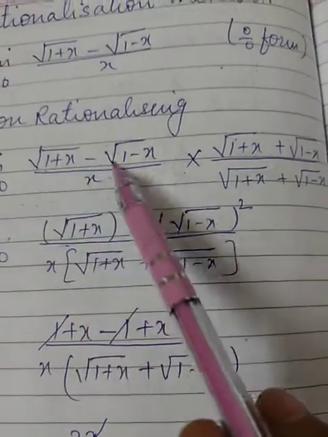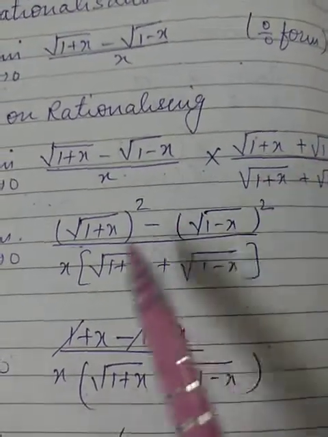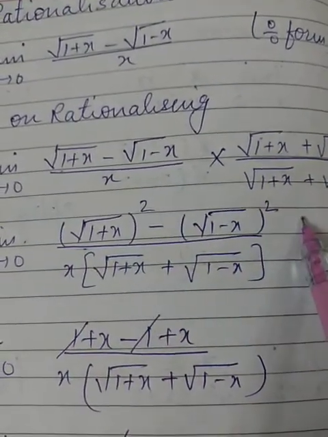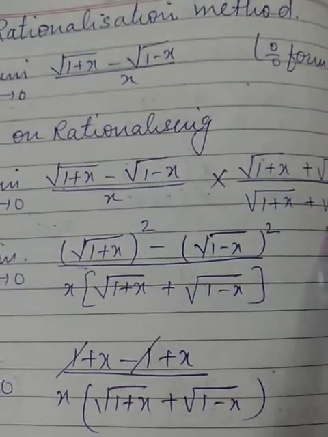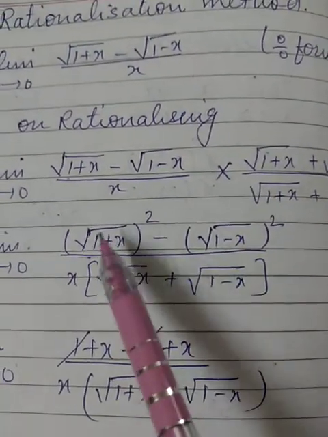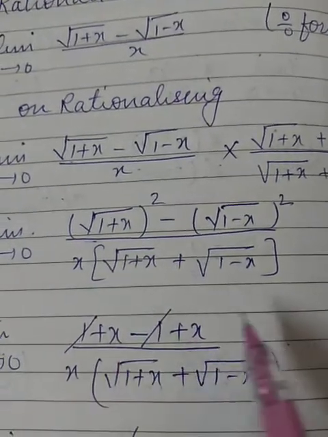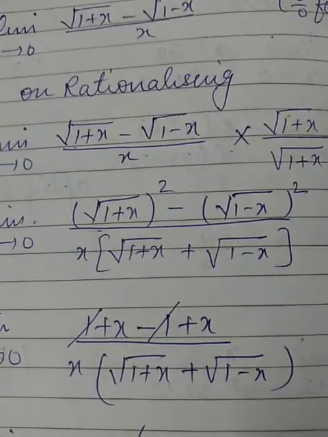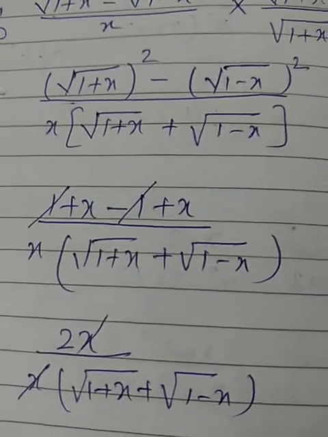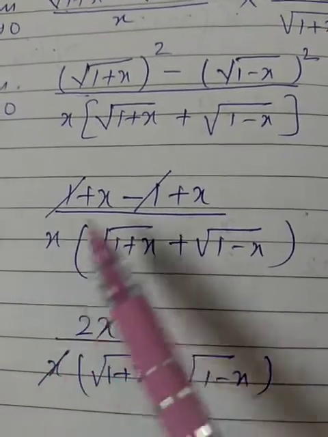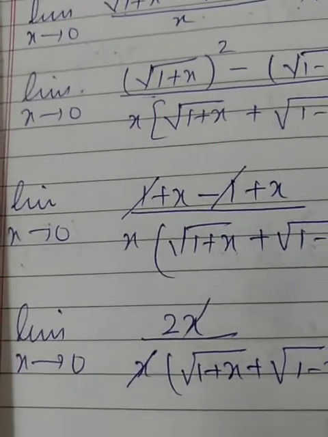Now I hope you know how to simplify. This is a minus b, this is a plus b, so we are getting a square minus b square. The denominator term we write as it is. Square means we remove the under root sign. These terms will cancel out: x and x, 2x. This 2x will cancel out.